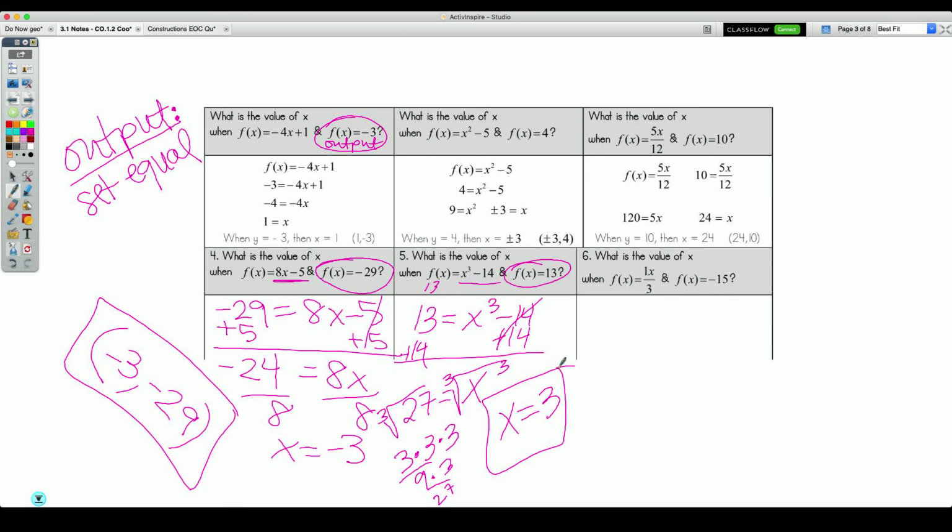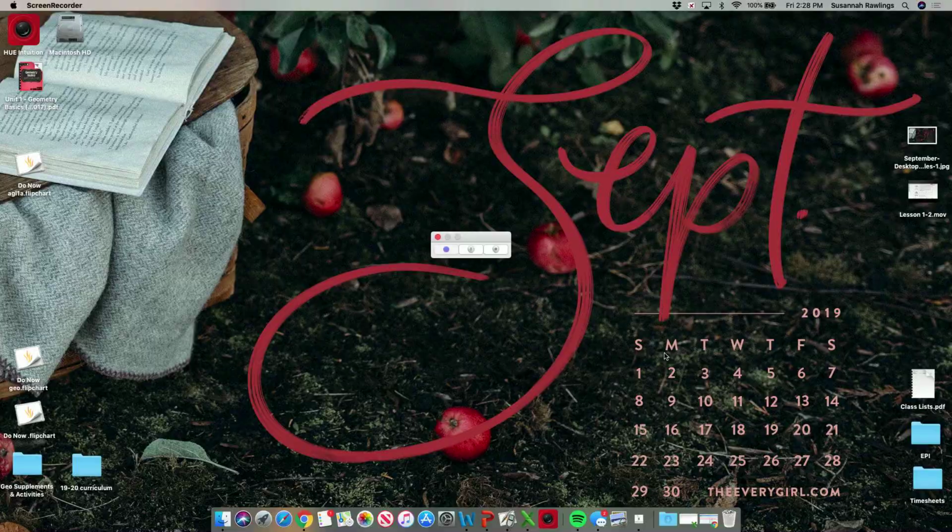Okay, so if I were writing this as a coordinate point, it would be 3, 13. 3, 13. Okay, and let's do the last one together as well since it's a fraction, but I'm going to pause here and let you guys set that one up and ask any questions.